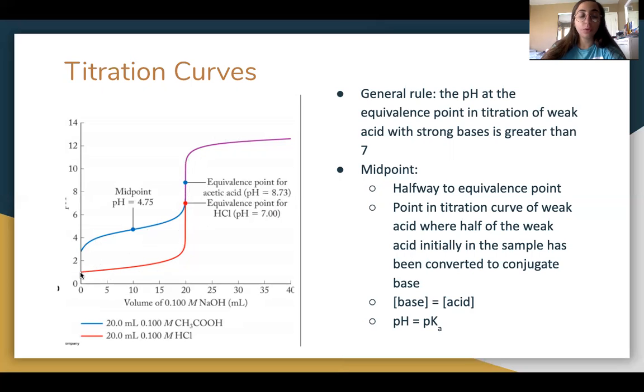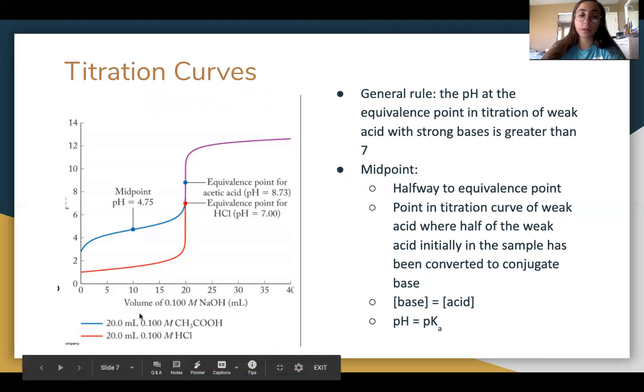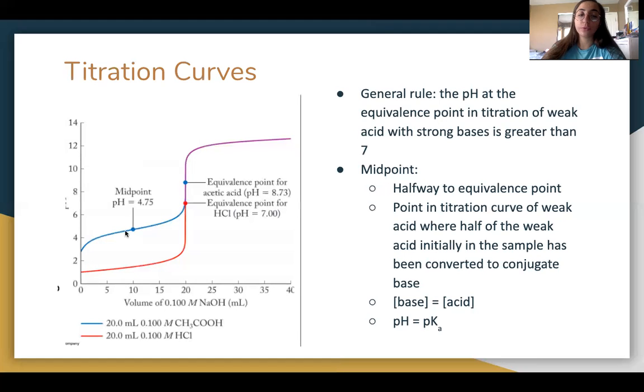You should also know that if the line starts from below 2, usually that's a very strong acid, right? We can see here it's hydrochloric acid. But if you start from above 2 and it curves that way, it's usually a weaker acid. So strong acid and weak acid. These are the general and basic rules that you should know about titration curves.